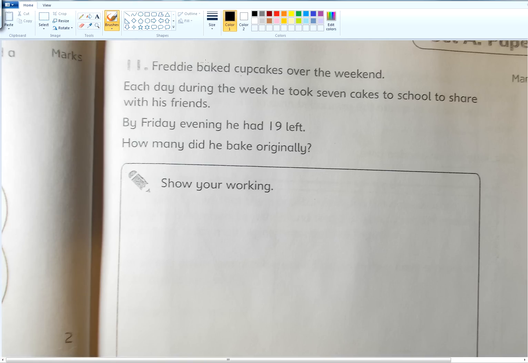Okay. Freddie baked cupcakes over the weekend. Not Freddy Krueger, something quite scary.